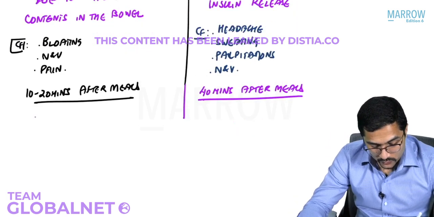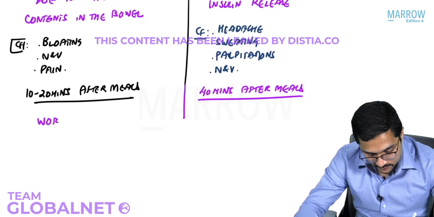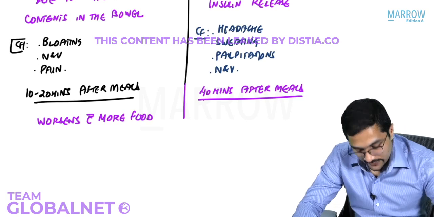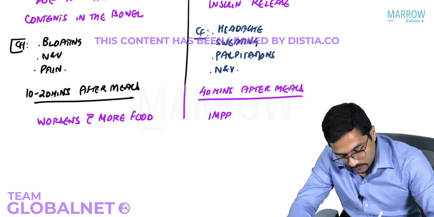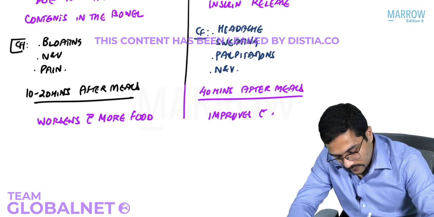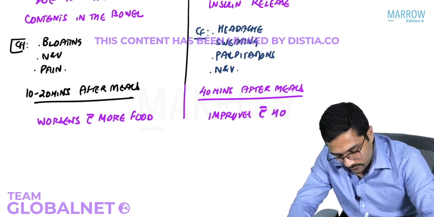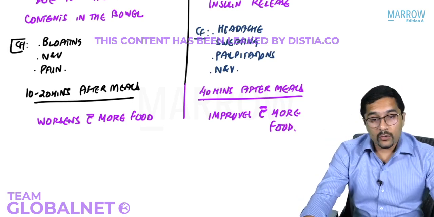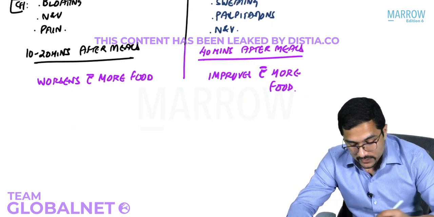I've already told you that early dumping worsens with more food, whereas late dumping improves with more food. So these are the differences between early and late dumping which you should know about. Now, how do we manage dumping syndrome?